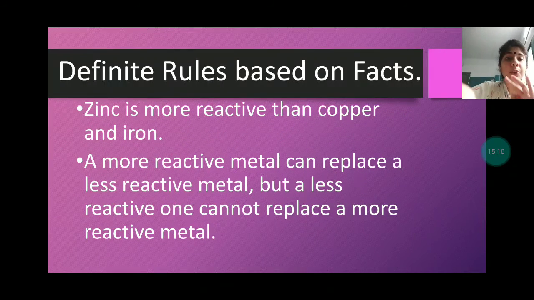Now there are definite rules based on the facts. Zinc is more reactive than copper and iron. A more reactive metal can replace a less reactive metal, but a less reactive metal cannot replace the more reactive metal.